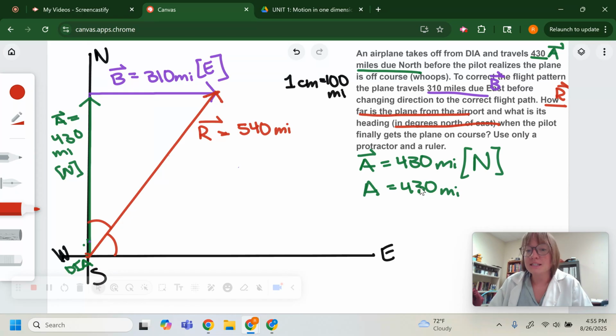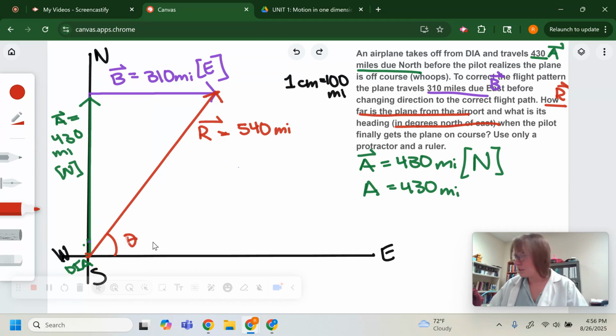In this case, the problem asks us to find the angle in degrees north of east. So we're going to start at the east axis here and measure up to our vector r, which means we don't need this angle that starts here at north and goes down to the east. We're looking for the angle in degrees north of east. We're going to call this angle theta.